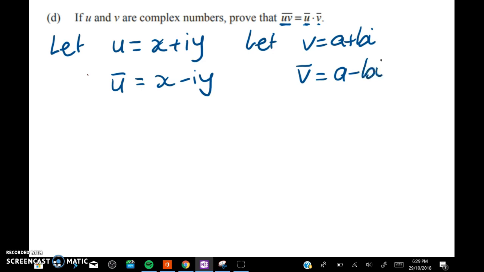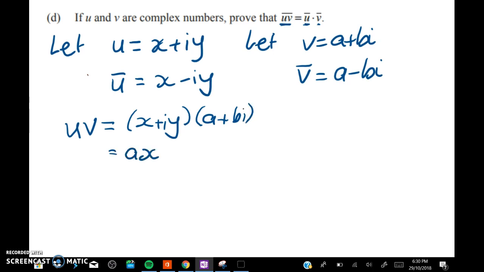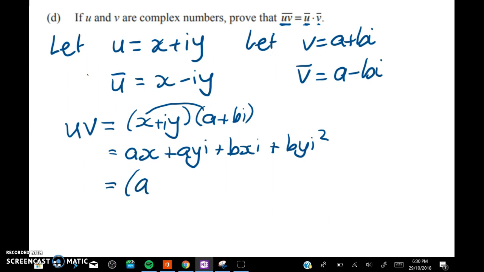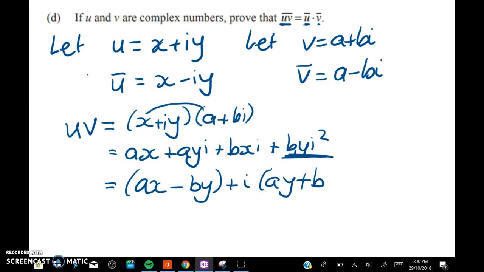Right, we've got two things we've got to work out. We've got to find the conjugate of uv. So first we're just going to find uv. And it's a proof question, so don't go skipping any lines. I'm especially talking to my A-level class when I say that, right? So ax plus ayi plus bxi plus byi squared. So now we're going to group the real and the imaginary bit. So we've got ax, and then byi squared is minus by, plus i times ay plus bx.